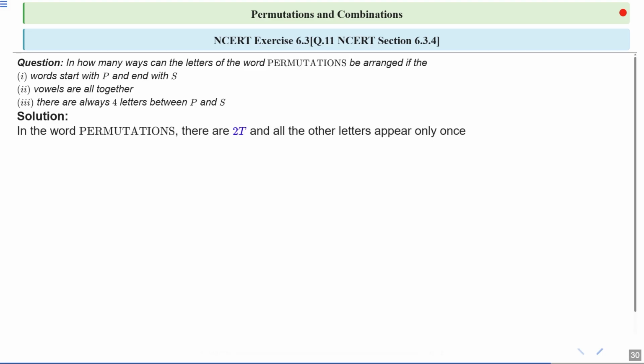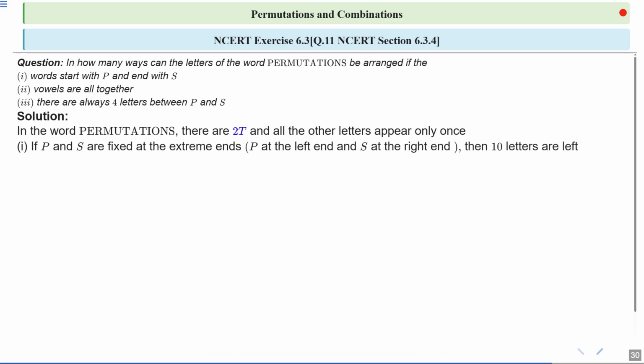In the word PERMUTATIONS, there are 2 T's and all the other letters appear only once. Now consider a specific scenario. If P and S are fixed at the extreme ends, P at the left end and S at the right end, then 10 letters are left to us.